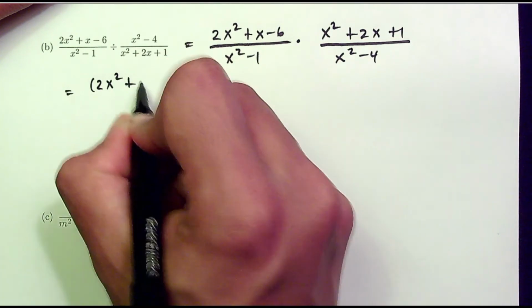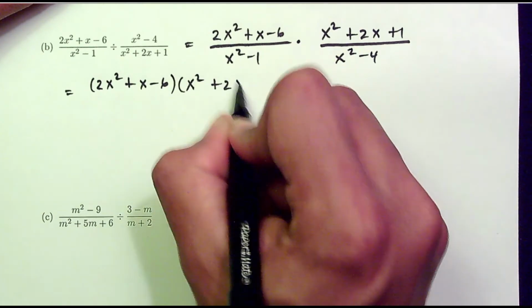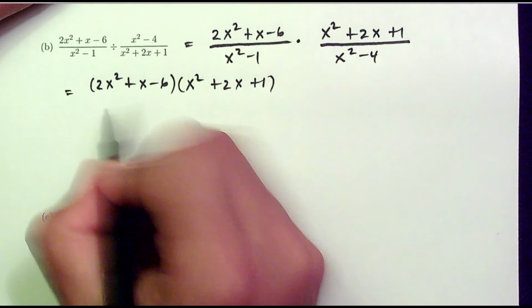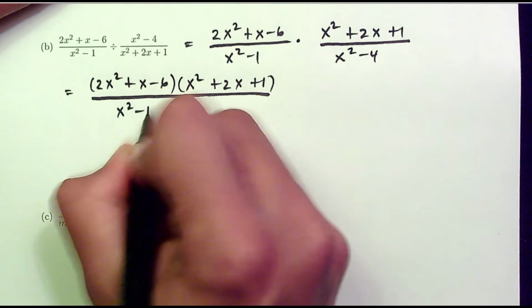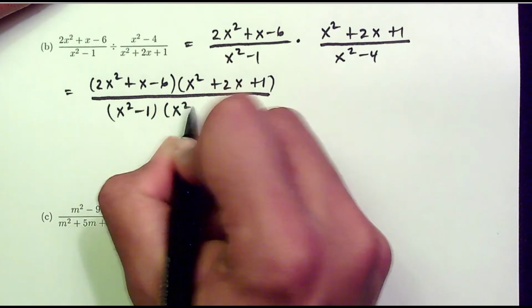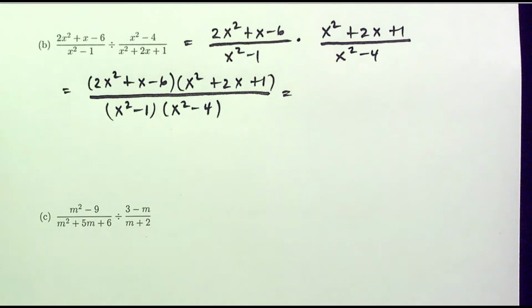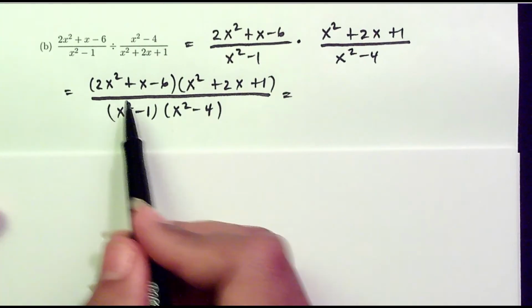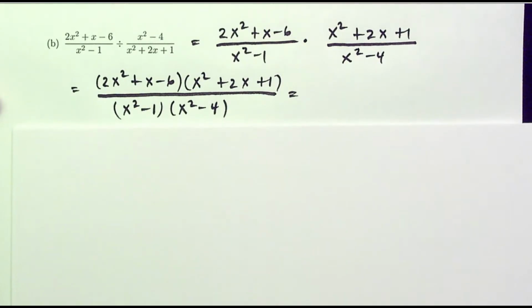So 2x squared plus x minus 6, x squared plus 2x plus 1, all that over x squared minus 1, x squared minus 4. Okay, and then we're going to factor that. So let's factor the very first one on a separate piece of paper. So I'm going to factor that over here.